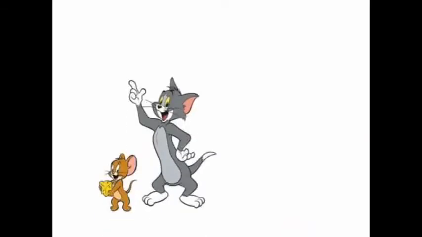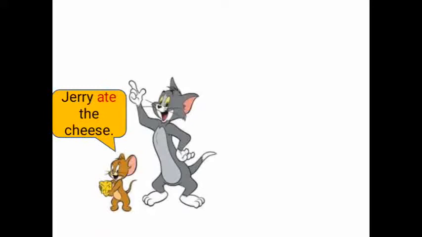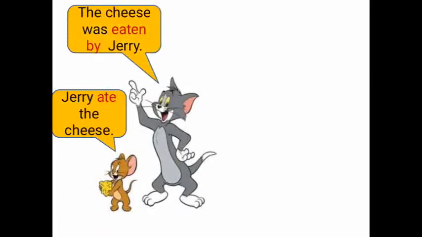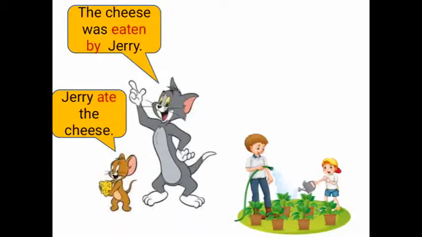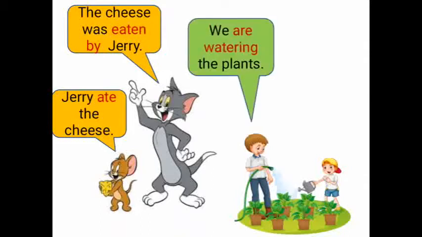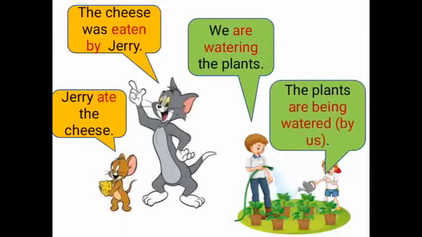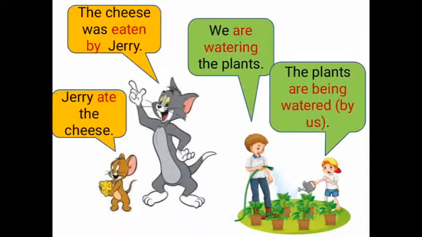Now Tom and Jerry have come to tell something. Jerry ate the cheese, says Jerry. And Tom says the cheese was eaten by Jerry. Here, ate is the active verb and was eaten is the passive verb. What do these two brothers have to say? We are watering the plants, says the elder brother. The plants are being watered by us, says the younger brother.